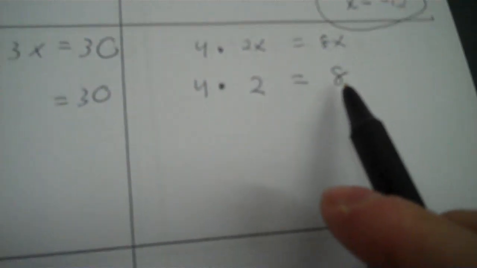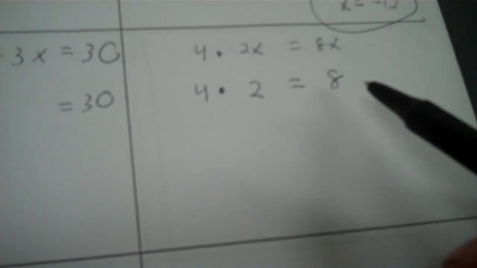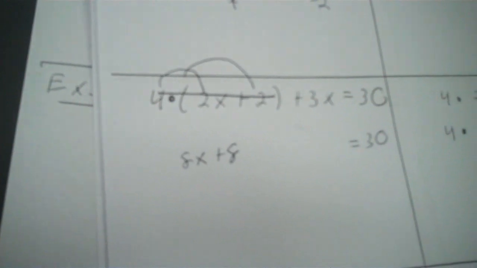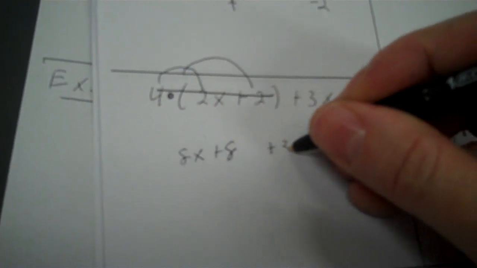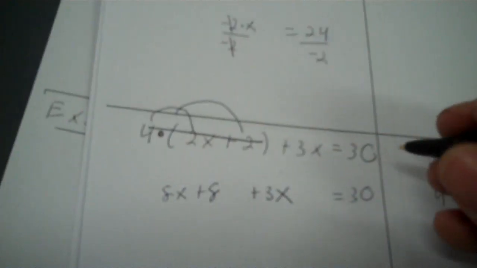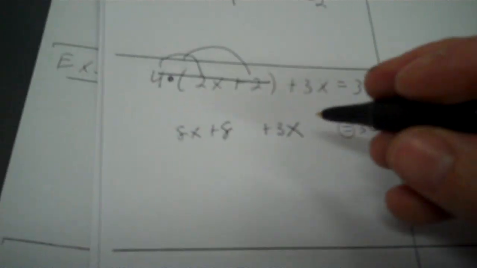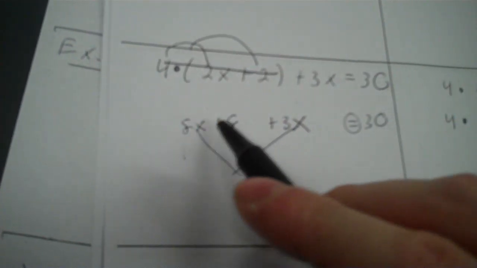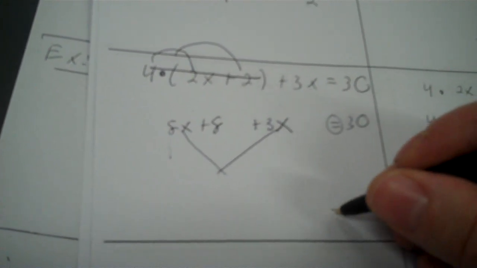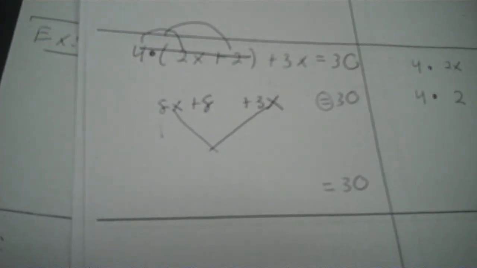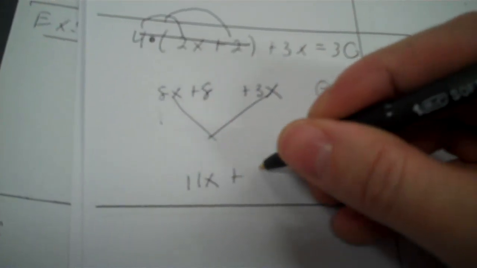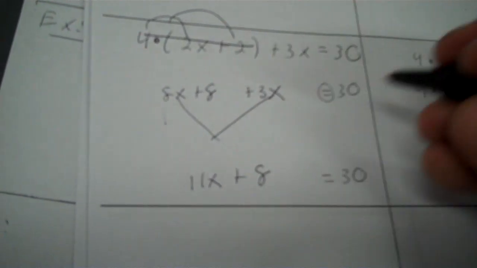Again, if that constant's a positive, you write plus. If it's a negative, you just write minus. Okay, and that takes care of that product, but I still have plus 3x. So there's your equals. The x's are on the same side. 8 and 3 are both positives, so it's pretty easy to add them. It's just 11x plus the 8. Then I go from there.